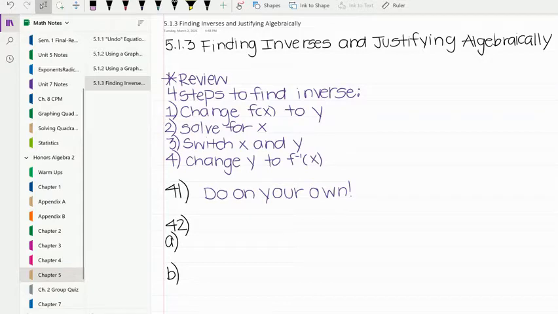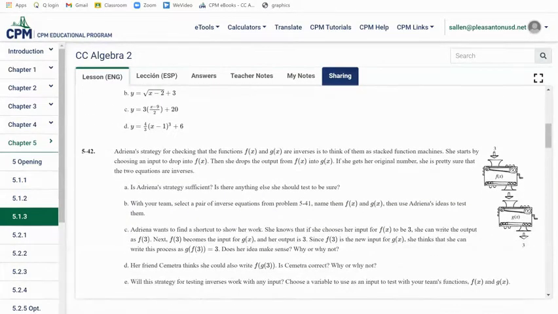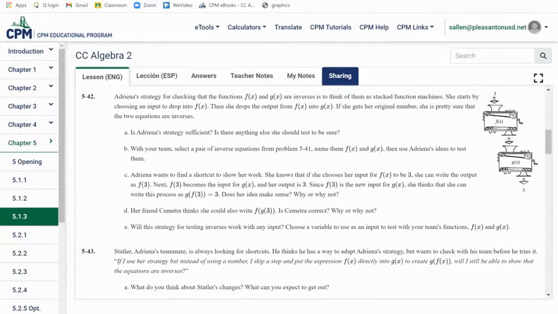Okay, so we are moving on to 42. I'm assuming that you have now done 41 on your own. So 42 says, Adriana's strategy for checking that the functions f of x and g of x are inverses is to think of them as stacked function machines. She starts by choosing an input to drop into f of x, then she drops the output from f of x into g of x. If she gets her original number, she is pretty sure that the two equations are inverses.